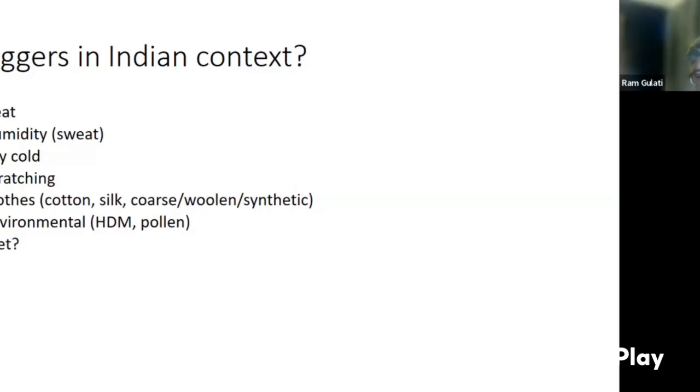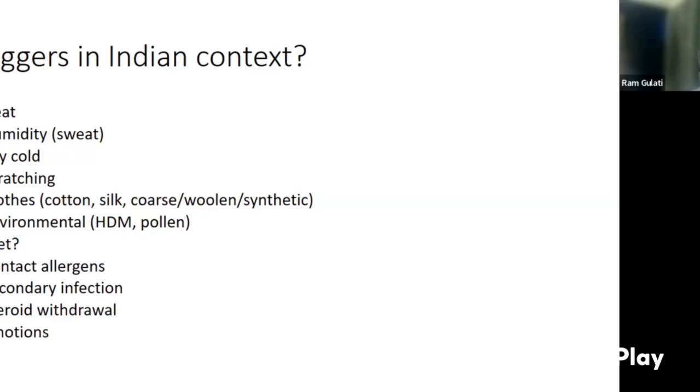Diet, I think we'll probably have a couple of slides on food allergy and we'll discuss that. Contact allergens I've already gone through. Secondary infection. Steroid withdrawal, again, causes significant increase in the severity of atopic dermatitis. So if somebody has been using a higher potency steroid and they suddenly withdraw, or if they're using oral steroid, which usually is not recommended, again, sudden withdrawal can markedly increase the severity of atopic dermatitis.